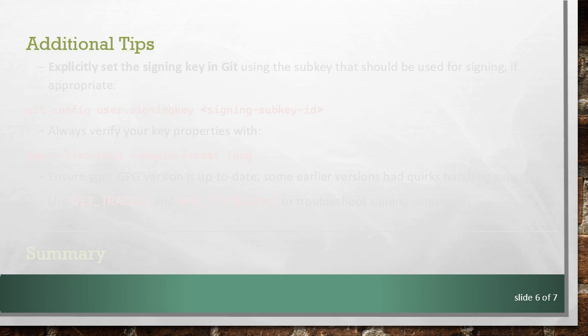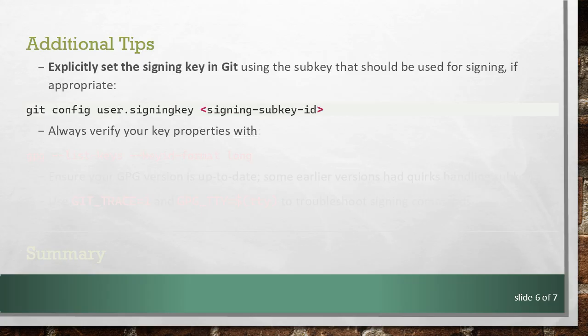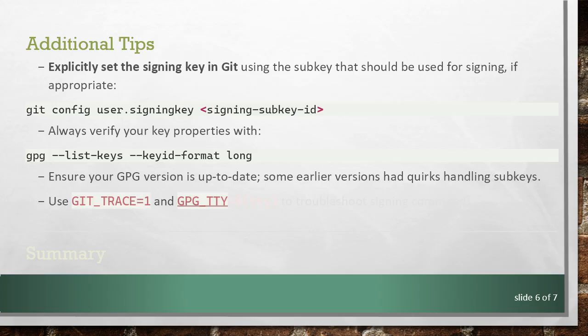Additional tips. Explicitly set the signing key in Git using the subkey that should be used for signing, if appropriate. Always verify your key properties with gpg. Ensure your GPG version is up to date. Some earlier versions had quirks handling subkeys. Use GIT_TRACE=1 and GPG_TTY=$TTY to troubleshoot signing commands.